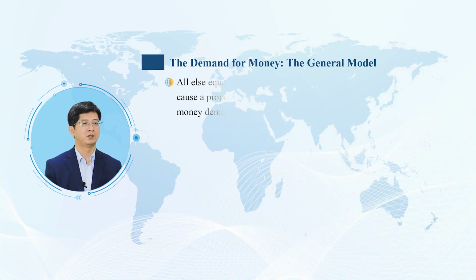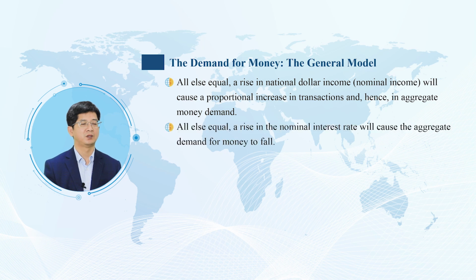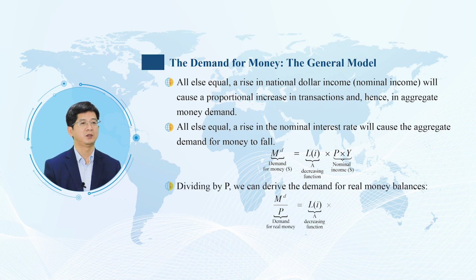All else equal, a rise in national dollar income will cause a proportional increase in transactions and hence in aggregate money demand. All else equal, a rise in the nominal interest rate will cause the aggregate demand for money to fall. MD is equal to L(i) times P times Y. MD is the demand for money. L(i) is a decreasing fraction. P times Y is nominal income.